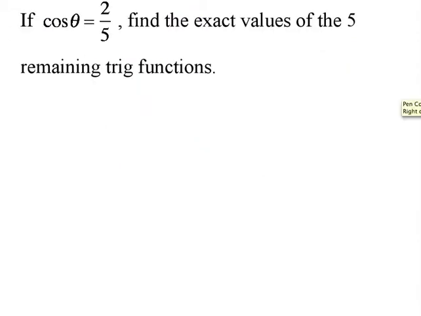All right, let's look at this one. If cosine of theta equals 2/5, find the exact values of the 5 remaining trig functions. Now, believe it or not, this problem is very similar to the one we just got done looking at. It's just written a different way.